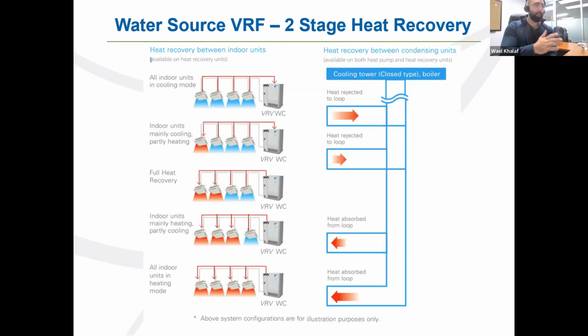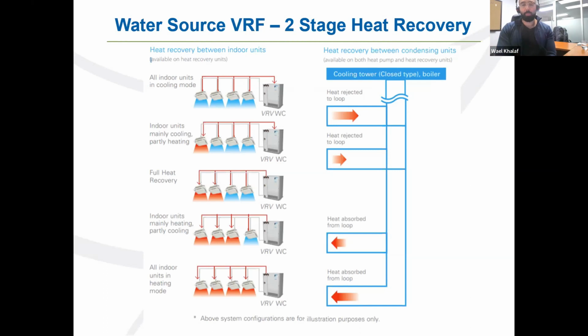Now, on top of that, if I look on the right-hand side of the slide, I can tie all these water source machines into a common condenser loop. So that means that if I have a space that's fully in cooling or fully in heating, that energy gets rejected to the same common condenser loop, which means that I can share that energy with all the other units that are tied together by that particular loop.